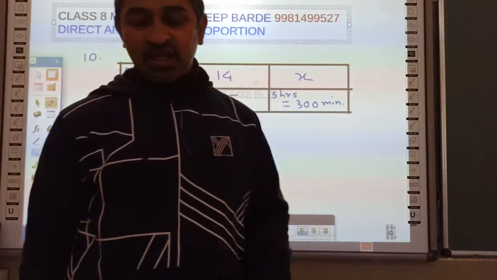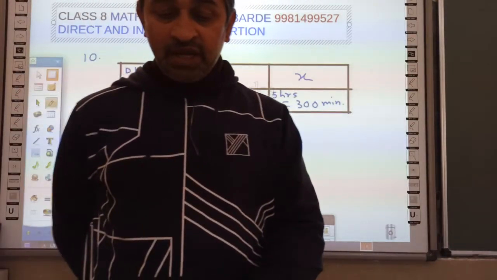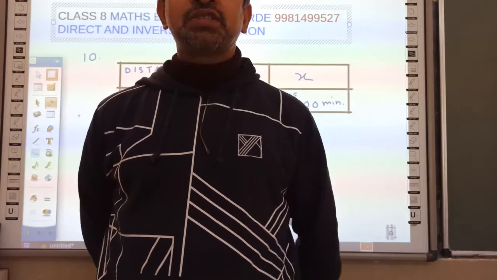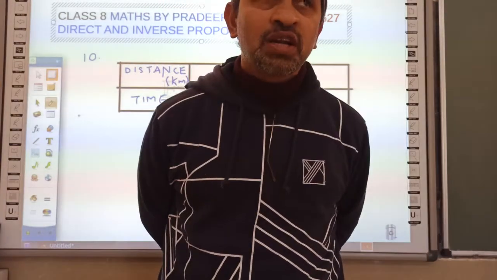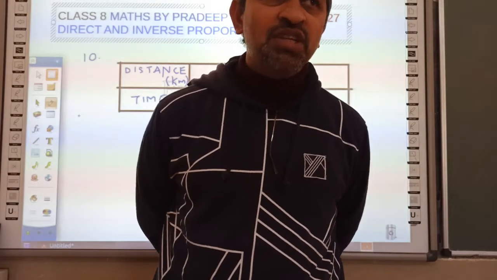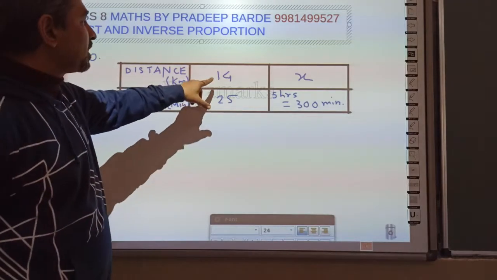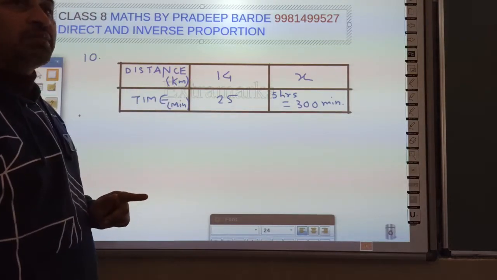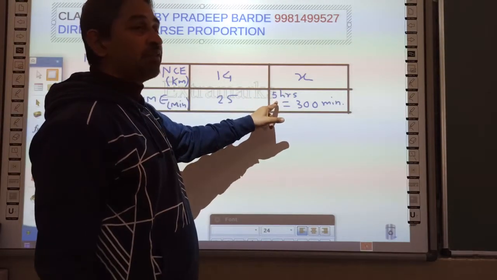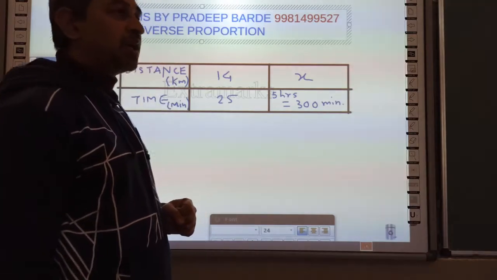So again it is the case of direct proportion. So here the time, one part is given in 25 minutes, the other part you will see it is 5 hours. So we'll convert this 5 hours into minutes. We should have the similar unit. So here distance 14 kilometers in 25 minutes. You have to find out how much distance will be covered in 5 hours. 5 hours is 300 minutes.